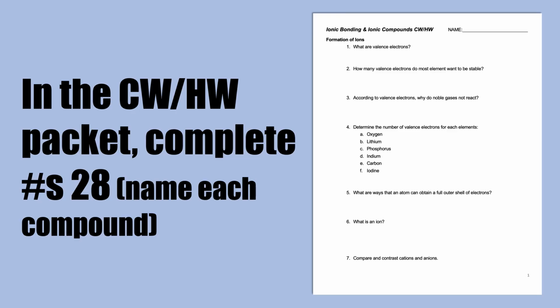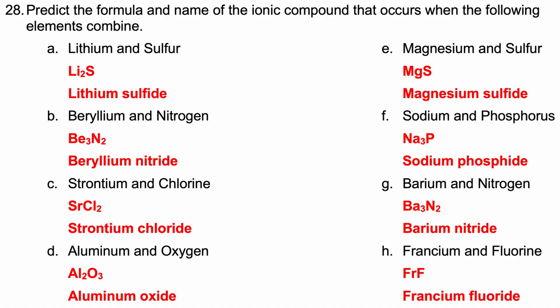All right, so in the classwork homework packet, you can go back to number 28 and now name each of the compounds. All right, so for 28A, it's lithium sulfide. B is going to be beryllium nitride. C is going to be strontium chloride. D is aluminum oxide. E is magnesium sulfide. F is sodium phosphide. G is barium nitride. And H is francium fluoride.